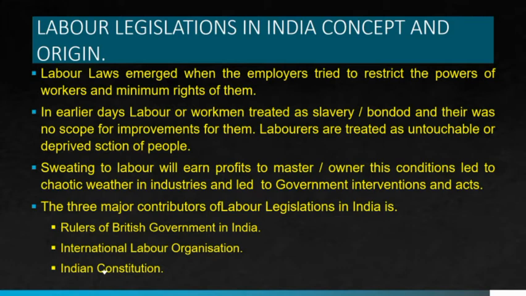When it comes to the Indian labor legislation system, the three major contributors to our labor system are, first, the British rulers. Of course, most of the labor legislations were enacted at the time of the British government in India. Second, the International Labour Organization, which started in 1919. It was the only association still alive even after its parent organization, the League of Nations, vanished. And another one, continuing at present, is our Indian Constitution. These are the three major contributors of Indian labor legislation.